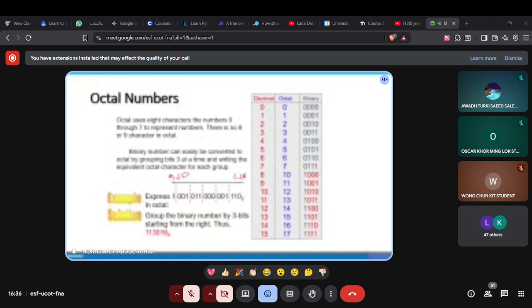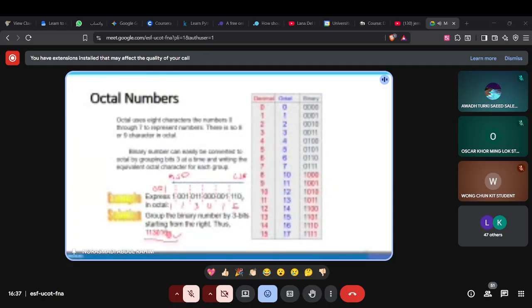So what you get here, 110 is equal to 6, 001 is equal to 1, 000 is equal to 0, 011 is equal to 3, 001 is equal to 1, and lastly you can see that there is only a single one here. It should be 001. So 001 is equal to 1. So this is the answer in octal. You see that? No 8 here. So you need to be very careful later on.